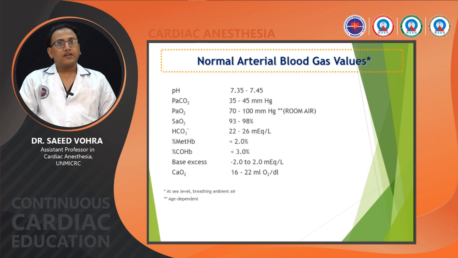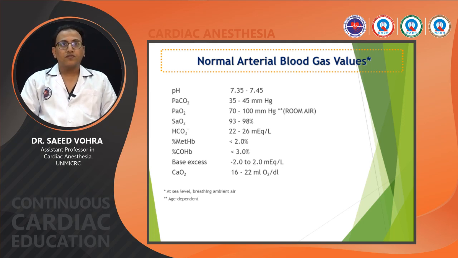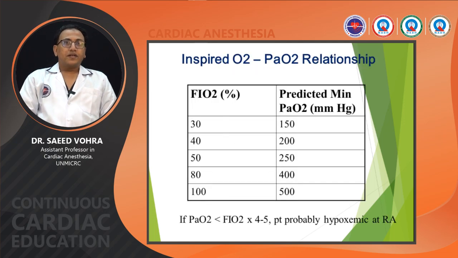These are the normal arterial blood gas values: a pH of 7.35 to 7.45, a CO2 of 35 to 45 mmHg, and a PO2 of 70 to 100 mmHg on room air. This is the predicted PO2 in relation to the inspired FiO2. If the PO2 is less than 4 to 5 times the FiO2, the patient might be hypoxemic at room air.